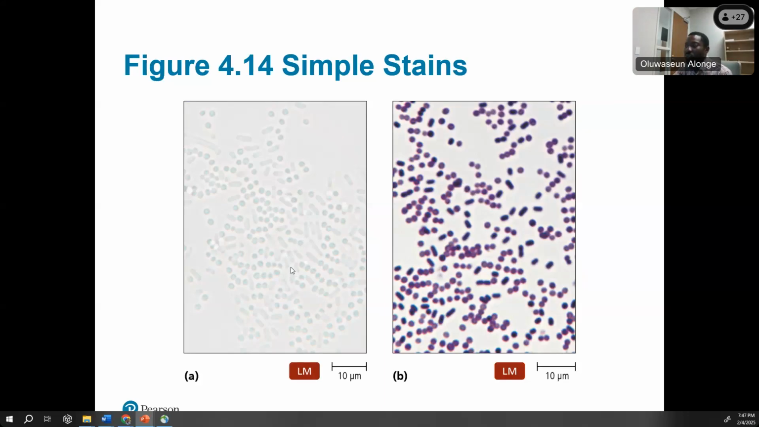Now, this should not be a problem because when you look at it, it depends on the kind of stain that it is, and what is reacting with the components of the cell that is staining, right? So that determines the color that you're going to see.